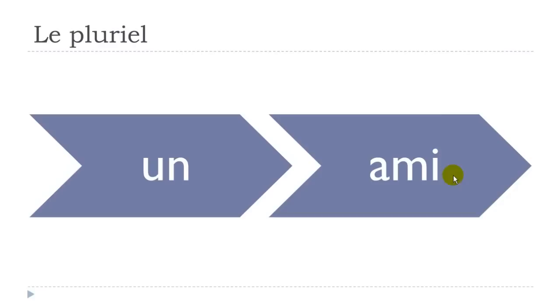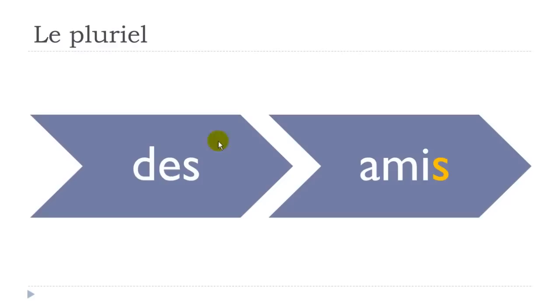Here you can see that we've got this article indéfini, un, the masculine singular form, and then we've got ami, friend, also in the singular form. If we want to construct the plural form, obviously the article will change. We saw previously that the plural article was des, and then we keep the same word, ami, and the rule goes like that.